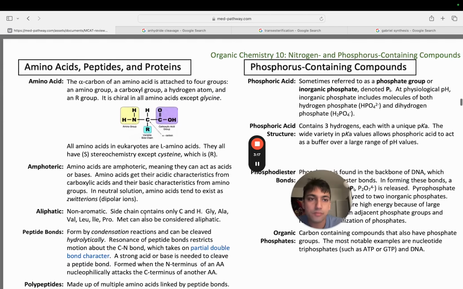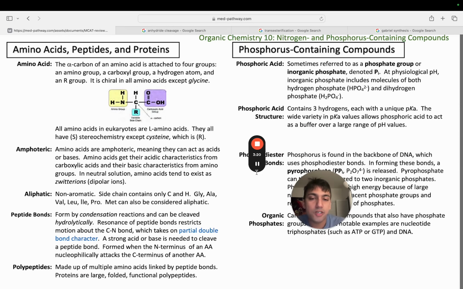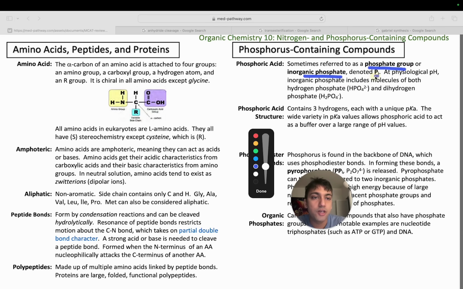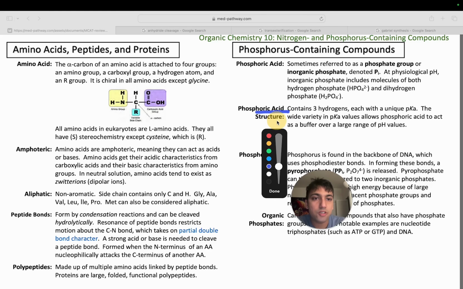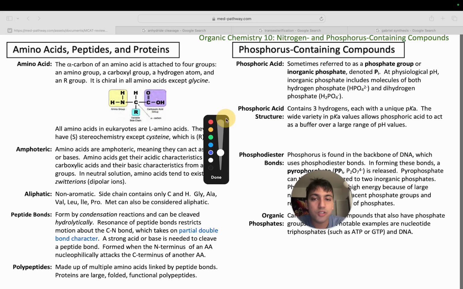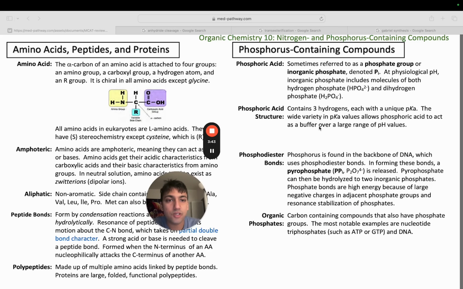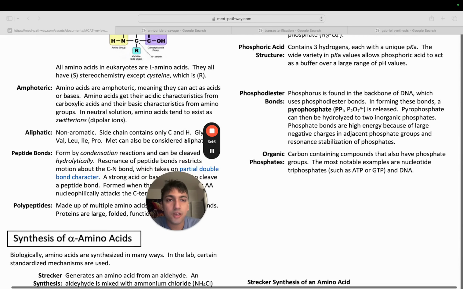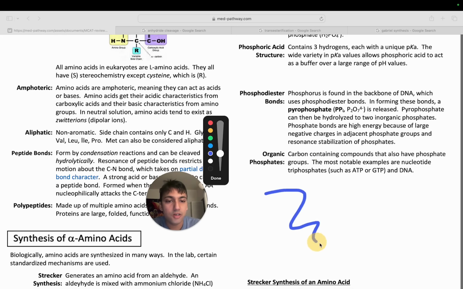All right, so now we have phosphorus containing compounds. Phosphoric acid, sometimes referred to as a phosphate group, or inorganic phosphate, is denoted by Pi. Very important in biochemistry in our body. You have dihydrogen phosphate, hydrogen phosphate, inorganic phosphate, and the phosphoric acid structure, which contains 3 hydrogens, and each of those hydrogens has a unique pKa, right? Different acidities for each of those hydrogens on that phosphoric acid, and that's why when you do that titration curve, you're going to see multiple drops, because each drop is representing a different pKa. I guess I should say multiple rises for phosphoric acid.